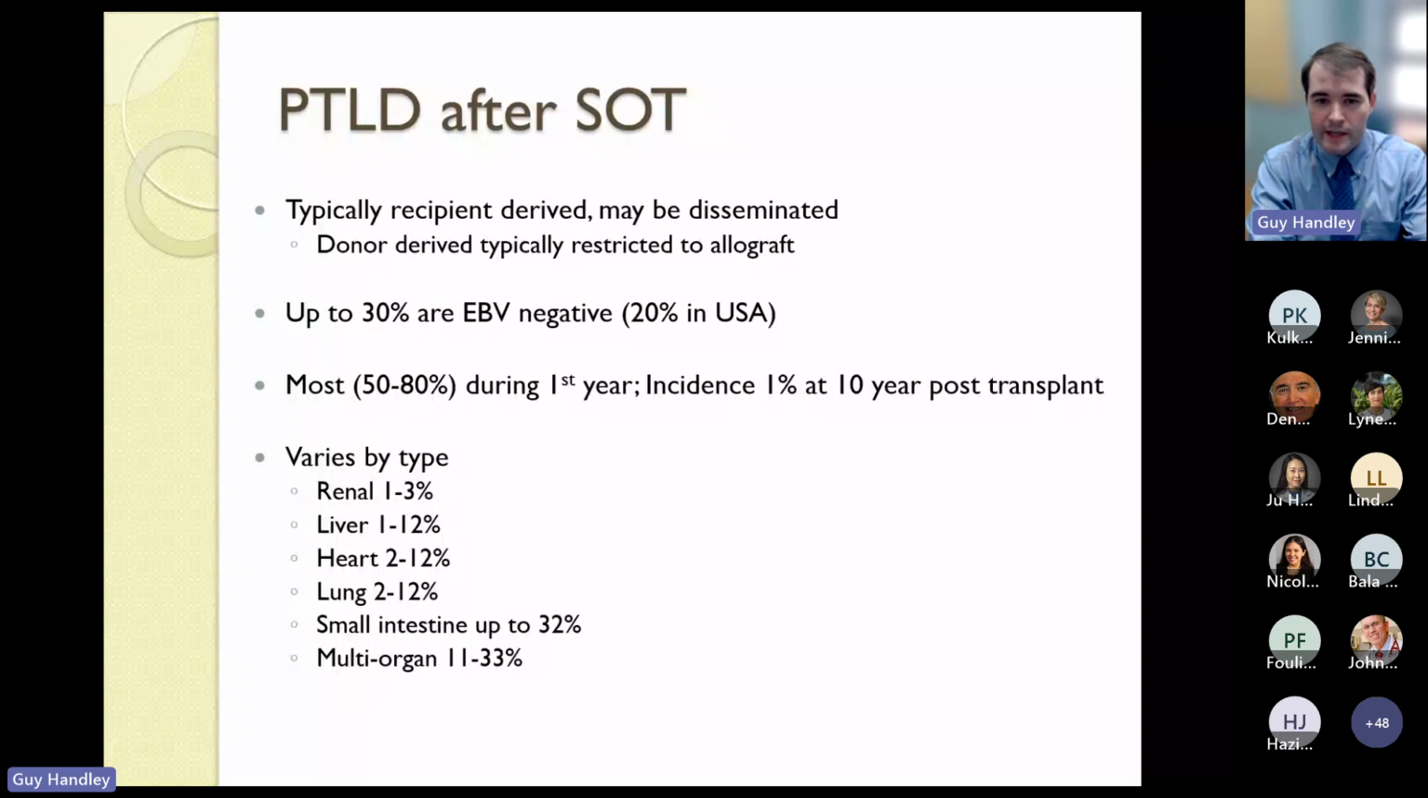So starting with solid organ transplant, it's typically a recipient-derived process. It's often disseminated. You can have donor-derived PTLD in solid organ transplant, but that's often restricted to the actual allograft itself. In the United States, 20% of PTLD is actually EBV negative, which is important to remember. Worldwide, that's up to 30%. It usually occurs during the first year of transplant, up to 80% of cases. And then at the 10-year mark, overall incidence is about 1%. But you can see it varies dramatically based on the type of transplant. A lot of that goes into your immunosuppression, conditioning regimen, things like that. For small intestine transplants, up to 32% of patients will develop PTLD, which is a pretty substantial number.